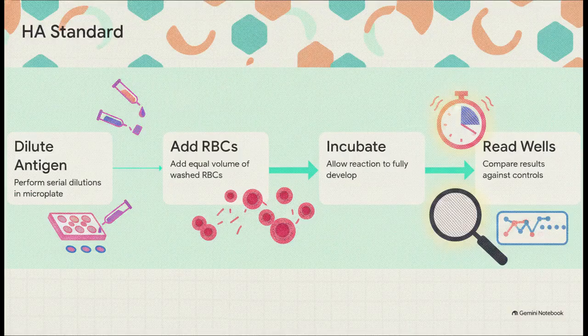And finally, the HA antigen standardization workflow. This one is a highly precise, sequential mixing process that demands incredible attention to detail. The scientist takes the viral antigen stock and performs very careful serial dilutions in a sterile microtiter plate. Then they add an equal, standardized volume of the washed red blood cells we talked about just a minute ago. After letting the reaction incubate under strictly validated conditions, they read the wells.